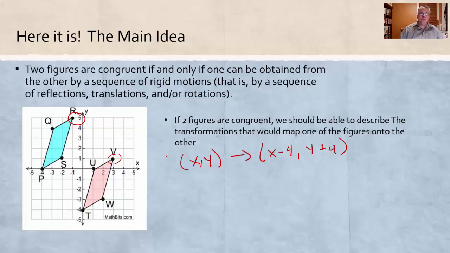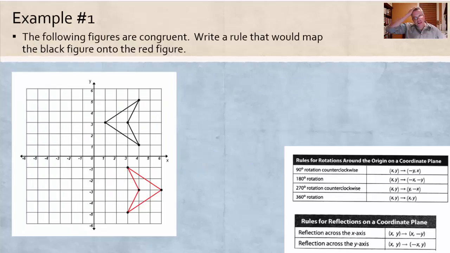So this video is about getting a little practice and seeing how to do this, how to map one figure on top of another. All right, so we're going to do three examples here. We want to show the following figures are congruent, and we're going to write a rule that maps the black arrow here onto the red arrow. Down here to the right, for reference, I have the rules for rotations and reflections to help us out. Now, this is going to take more than one step. This actually can be done in 2 steps.